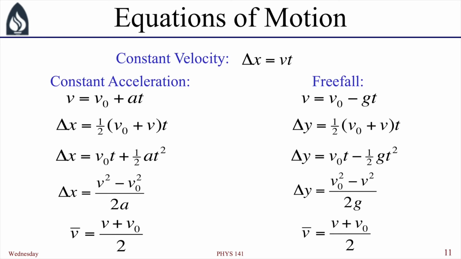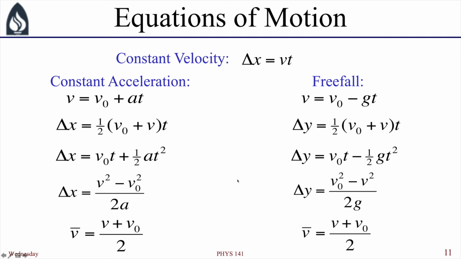So now on this slide, we see all of the equations of motion that we've discussed up to this point in the class. We know that when the velocity is constant, when the acceleration is 0, and we are just moving at a constant velocity in one direction, we can say that the displacement is velocity times time. And this equation only works when we have a constant velocity. On the other hand, if we have a constant acceleration, we can say any of these equations apply. And if we have free fall, we can take our constant acceleration equations and replace the a with a minus g. And those equations will apply as well.